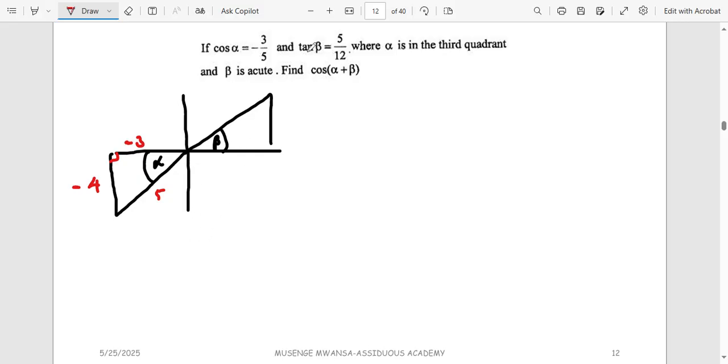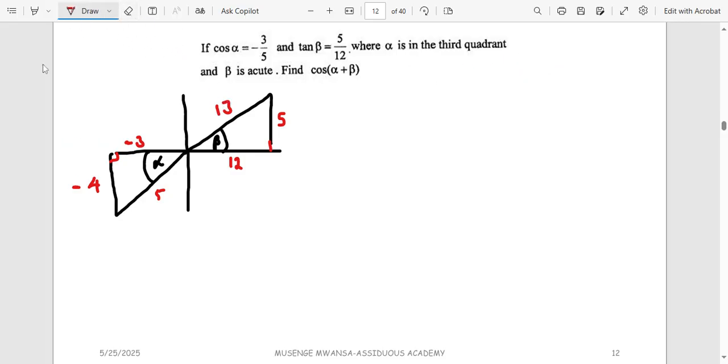For beta, they gave us tan beta, and tan is opposite. So the opposite side will be 5 over adjacent. Adjacent will be 12. So 12 squared is 144, plus 5 squared, which is 25. So it's going to give us 169. The root of 169 is 13. So this is going to be 13.